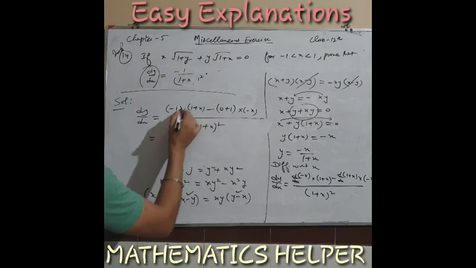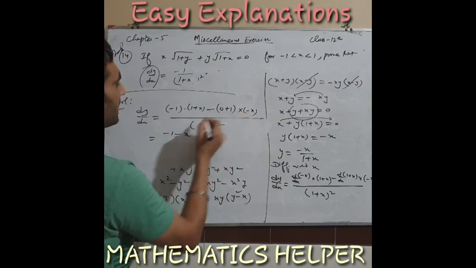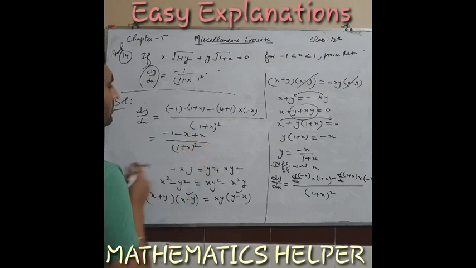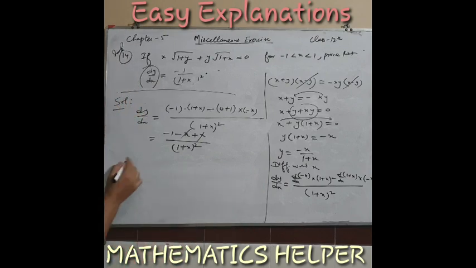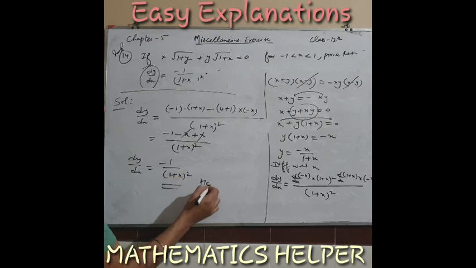Further, minus 1 will give minus 1 minus x here. Then minus sign, minus plus x over 1 plus x raised to power 2. And here you can cancel x. And you are left with your required answer, that is dy over dx equal to minus 1 over 1 plus x raised to power 2, hence proved.